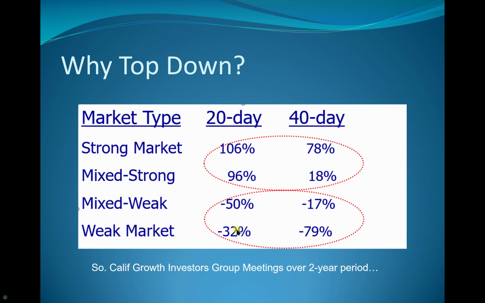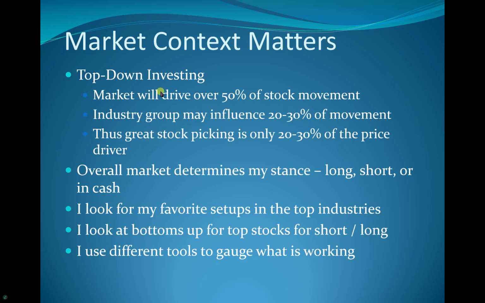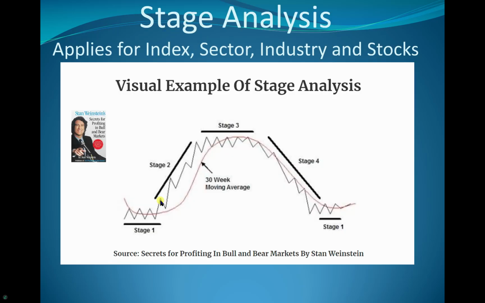And that's why I spend so much time on my videos looking at the market. It's 50% of what happens. The industry is 30%, and being a good stock picker is 20 to 30%. Most people want to beat their chest and be good stock pickers. You make money, in my opinion, by knowing the direction of the market. I look for favorite setups in the top industries, and I'll still do bottoms up because I can't help myself. Bottoms up is fun, and I use different tools to gauge what's working.